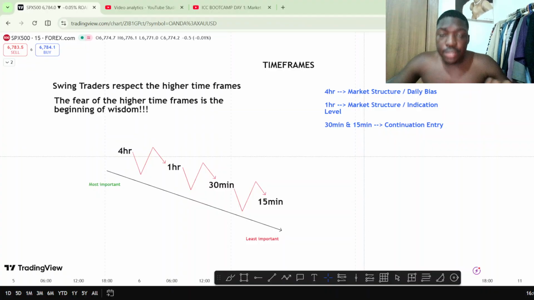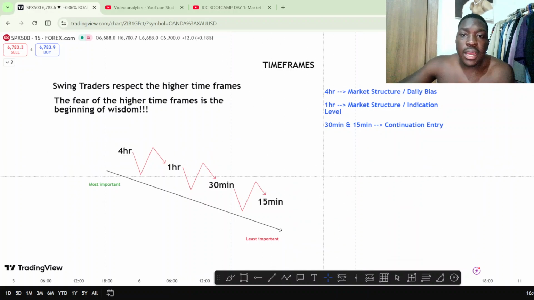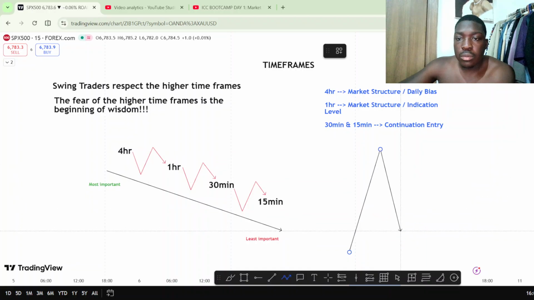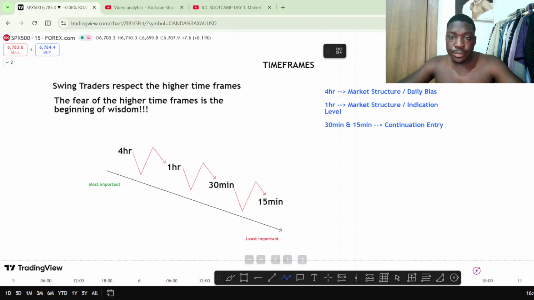So yeah, as I was saying, use the 4 hour to find your daily bias. You use the 1 hour to find your indication level. Use your 30-minute time frame and 15-minute time frame to find your continuation entry. So when you're trading the ICC, don't forget that as well. Sorry.